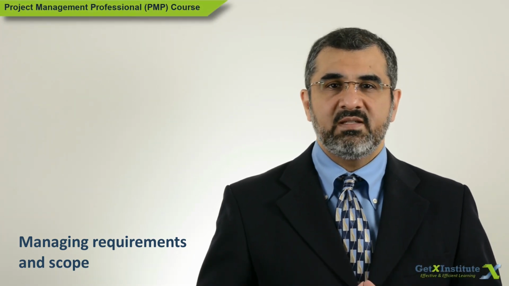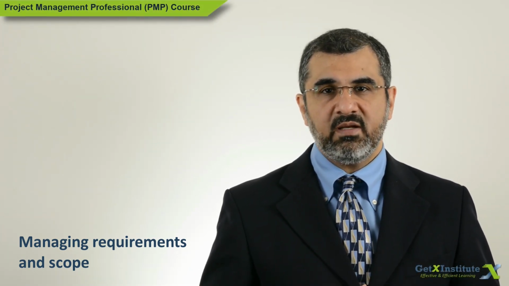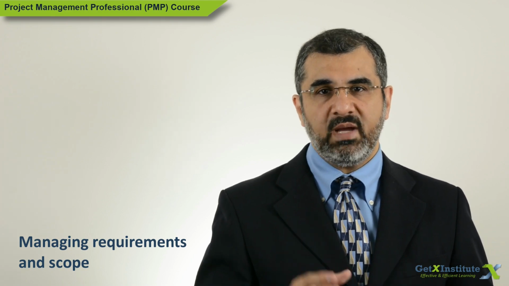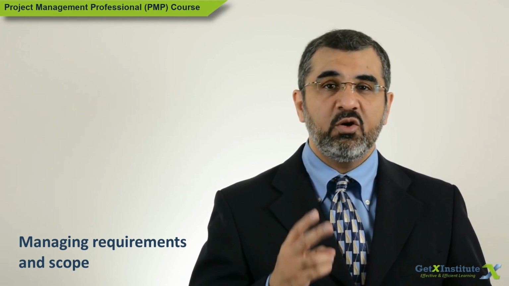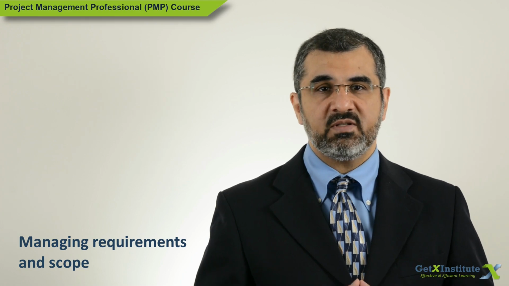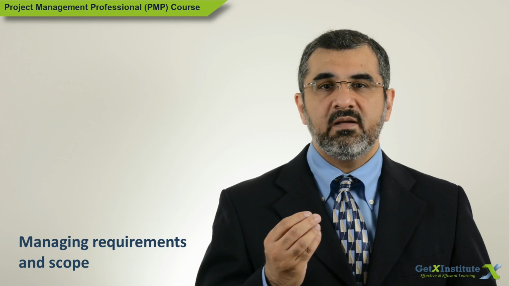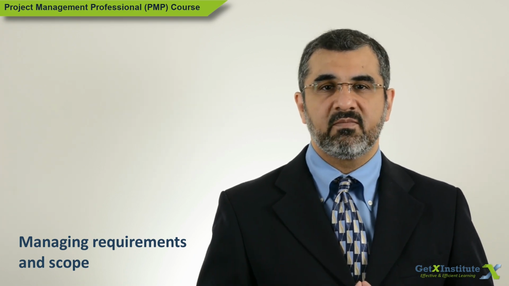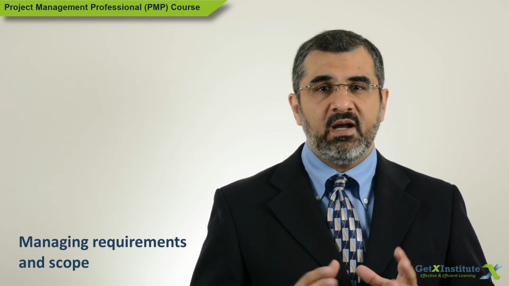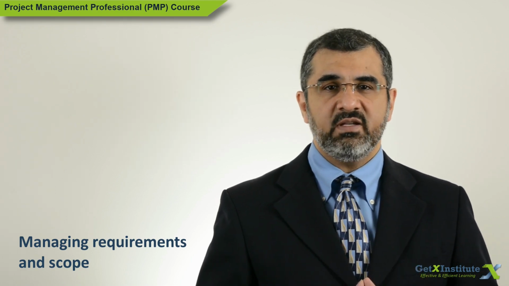The first process in project scope management is plan scope management. There are two outputs created in this process: requirements management plan and scope management plan.